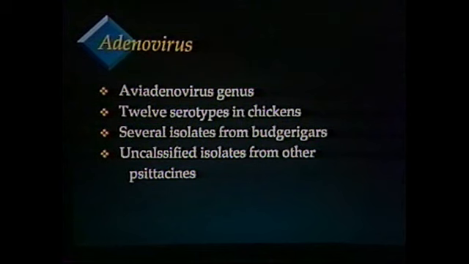involved with inclusion body splenitis. Of the type 1 aviadenoviruses, there are at least 12 different serotypes in chickens. There have been several isolates from budgerigars and other unclassified isolates from Psittacine birds.